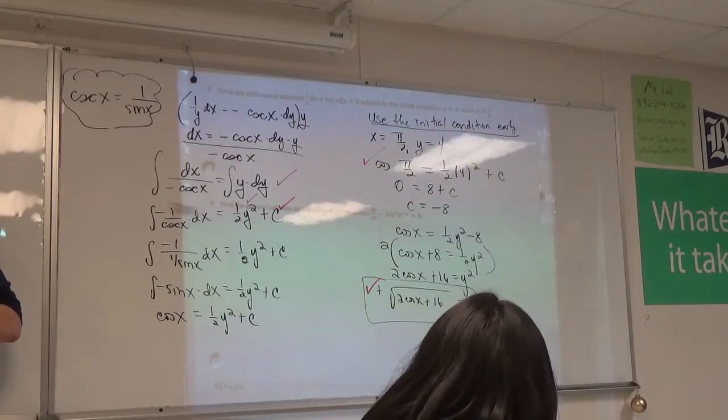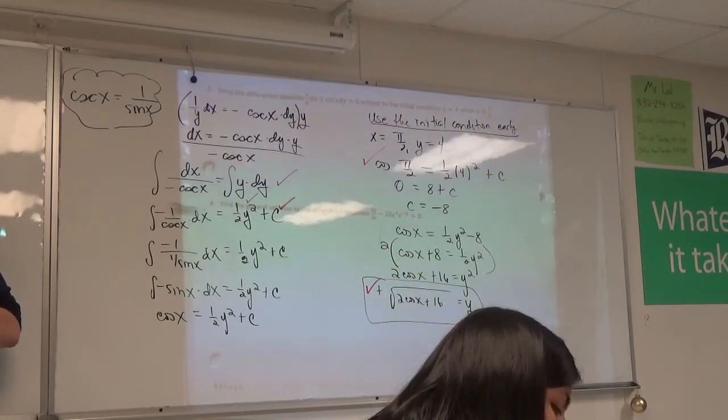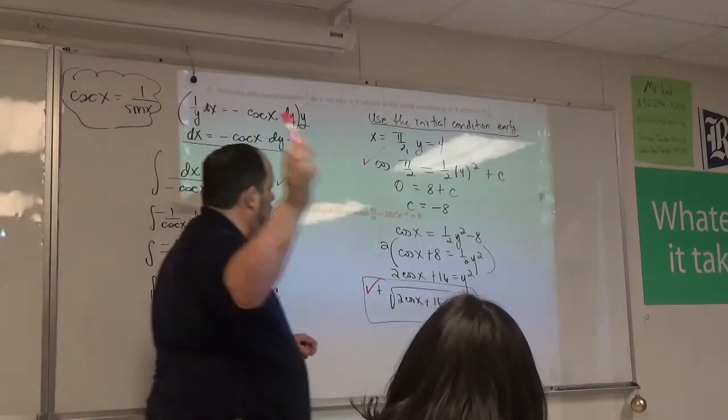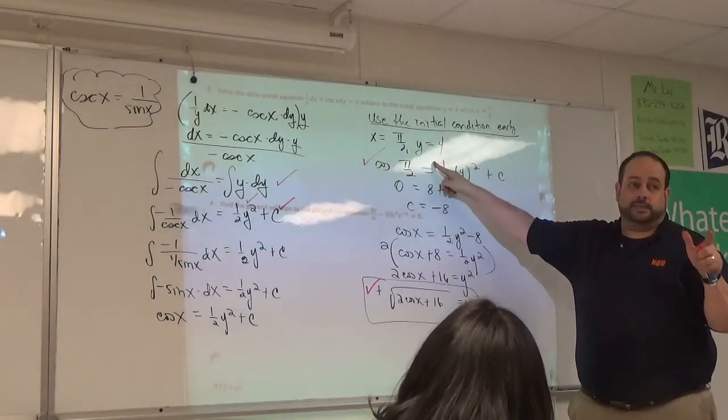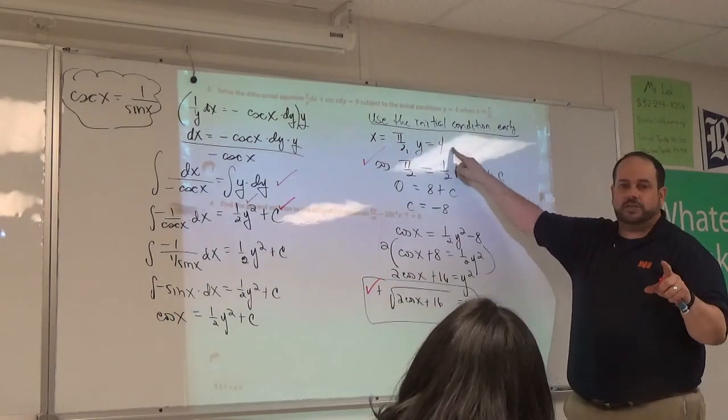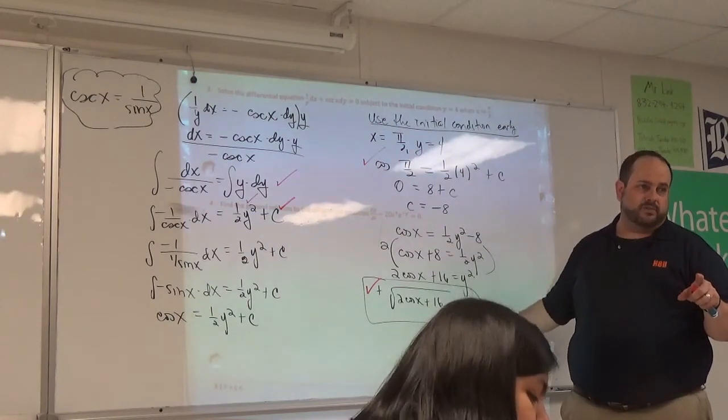So you decide positive or negative by the y. If the y is negative, then it's going to be negative; if the y is positive, it's going to be positive. All the time, the initial condition is going to determine whether I want the positive version or the negative version.